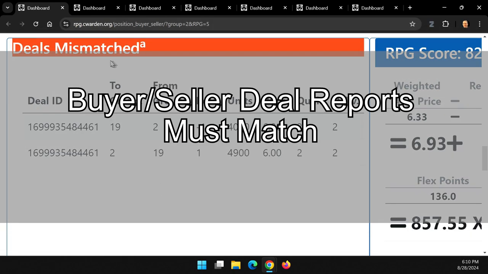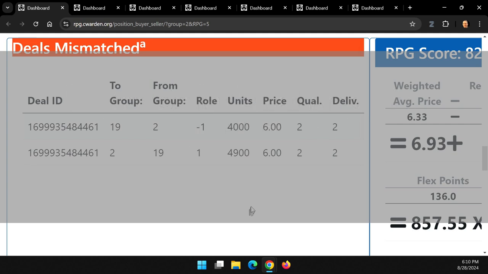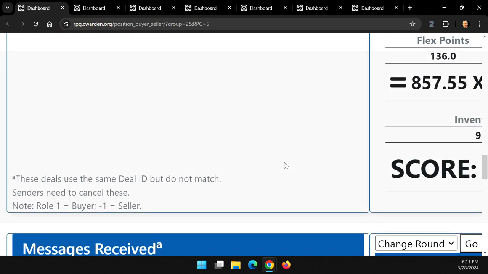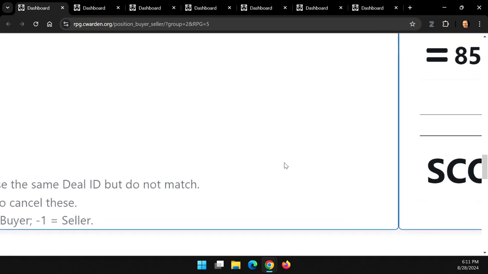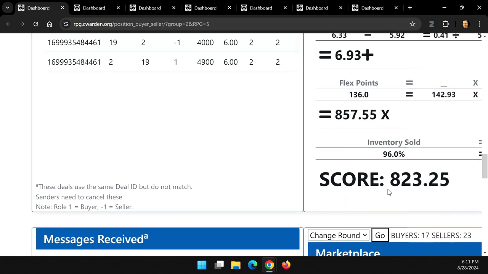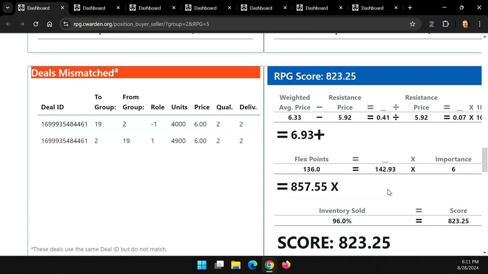So what happens when it's wrong? It'll come into this deals mismatched. So these deals are going to be a problem. Now, what can you do? Well, obviously, they're not going to work. They're not going to be completed deals. They're incomplete. But because the groups both sent the same number, there's really nothing you can do except to cancel the deal. So remember, you can cancel the deal, and both sides should go ahead and cancel. If they cancel the deal, then it will go away and everything will be okay.